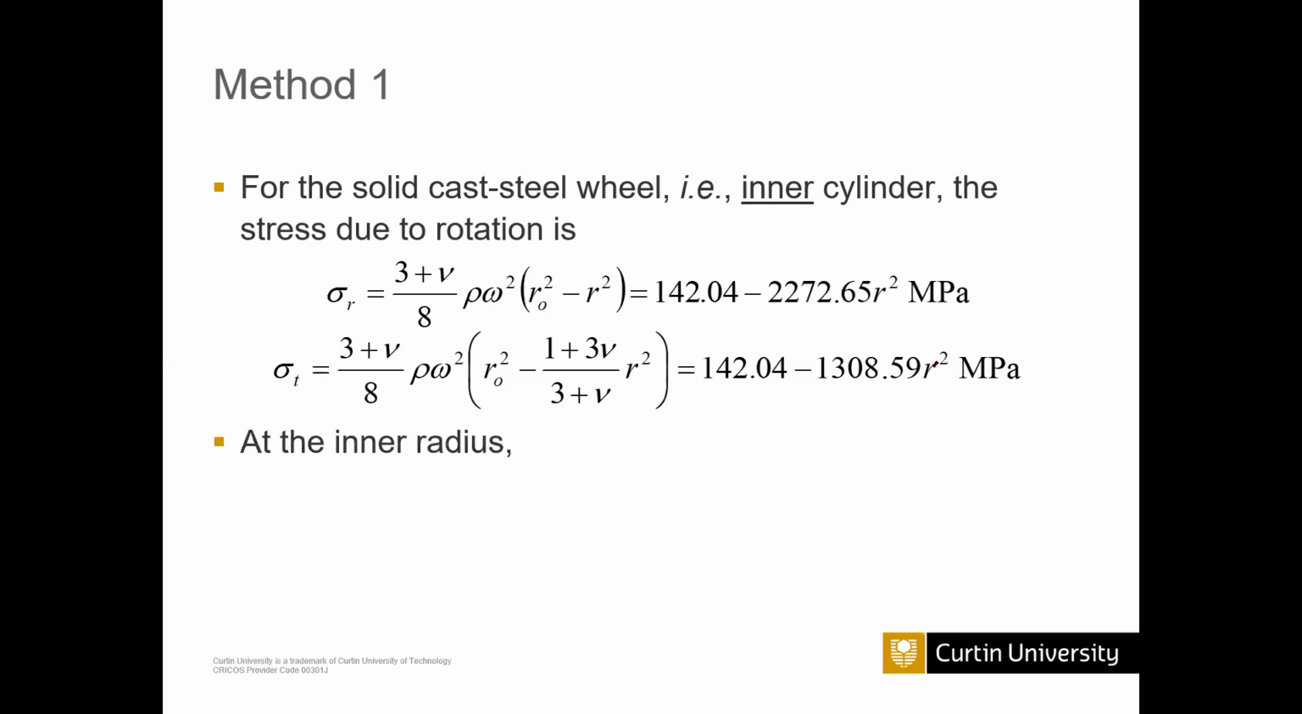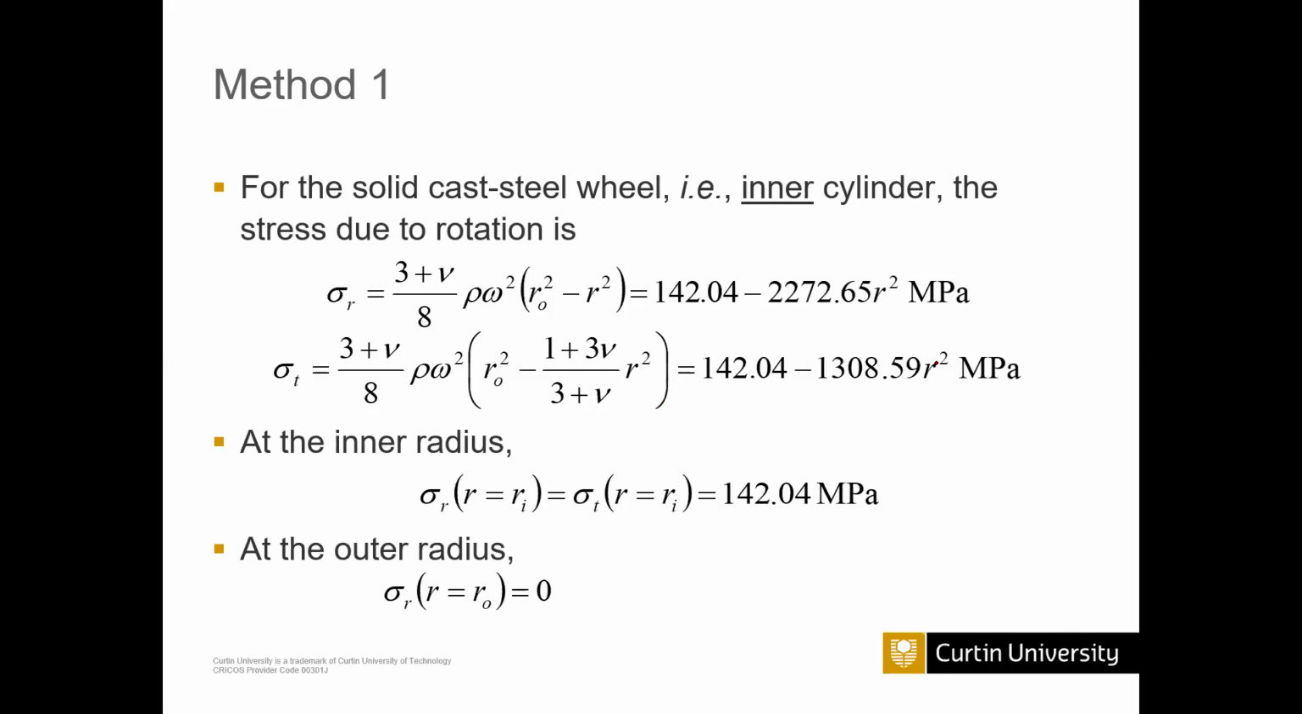Then at the inner radius, we are going to substitute the r value, r equals Ri. So this is the value. The tangential one is also the same answer. Then at the outer radius, it is equal to 0 when you substitute. So we will use these two equations. Ro and Ri are provided already, so you substitute and get the values.